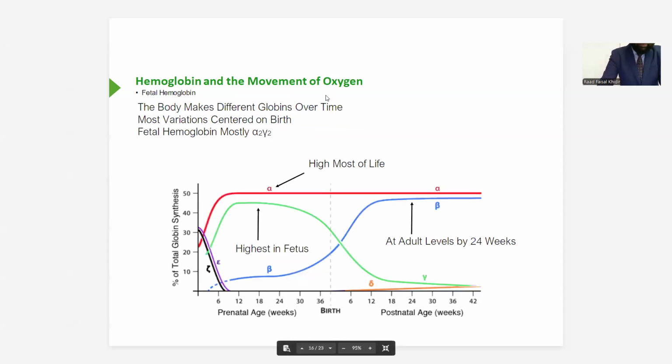The body makes different globin over time.